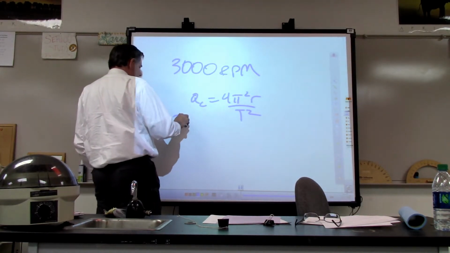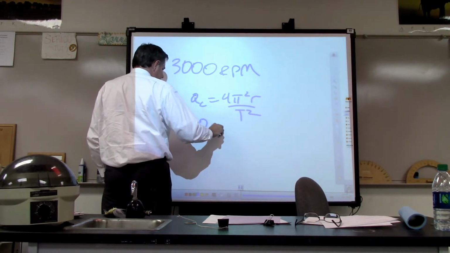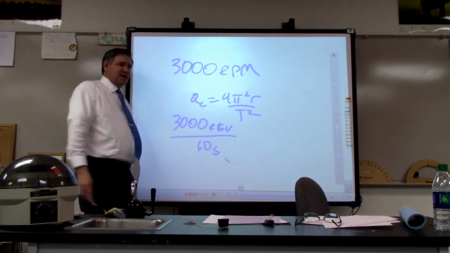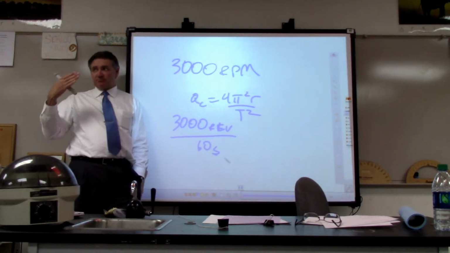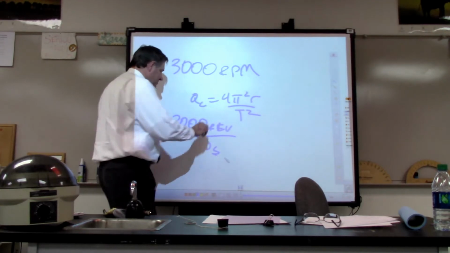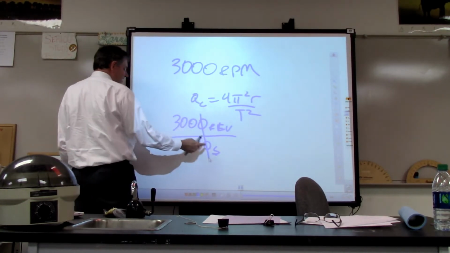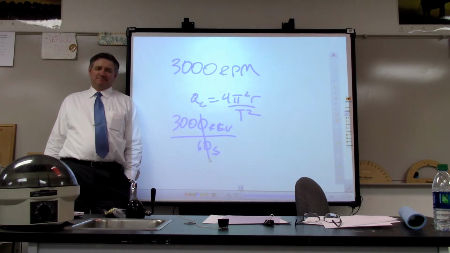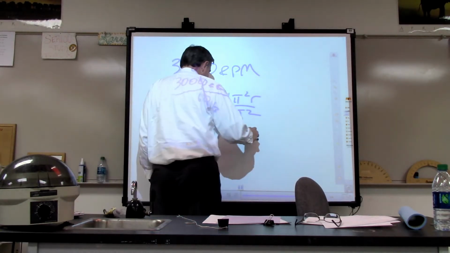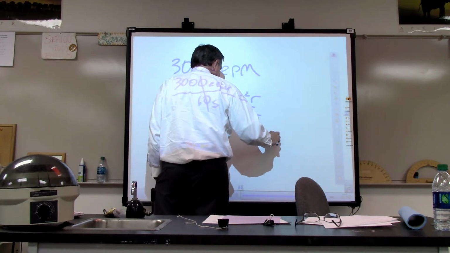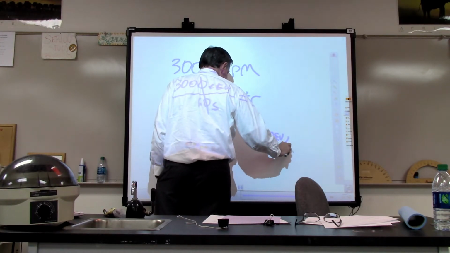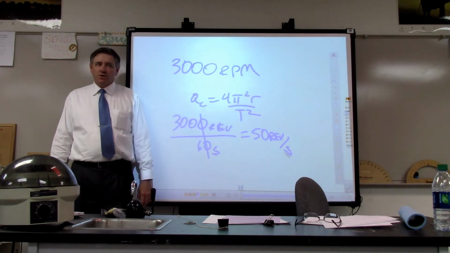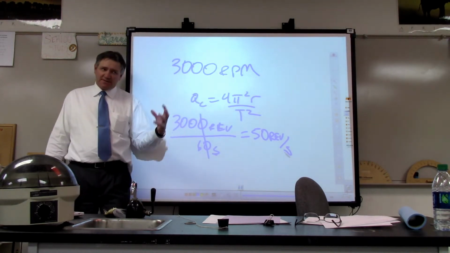But what I can do is say, well, that's 3,000 revolutions per 60 seconds, right? That's what that means, per minute, per 60 seconds. So if I cancel out some zeros, I take 300 and divide that by 6, I get 50. Now I have 50 revolutions per second. Is that the value of the period now? No, still not the time.